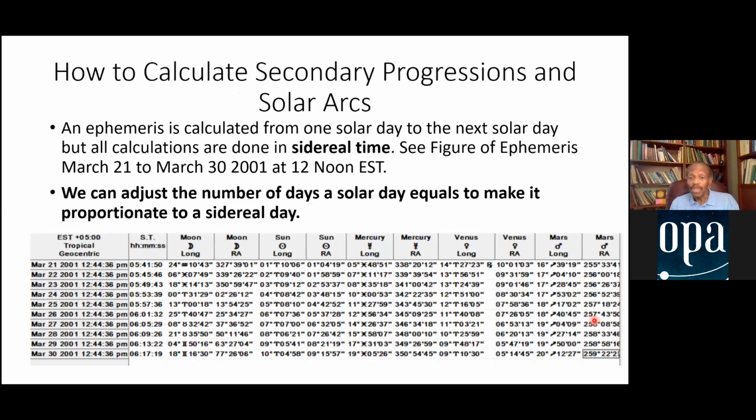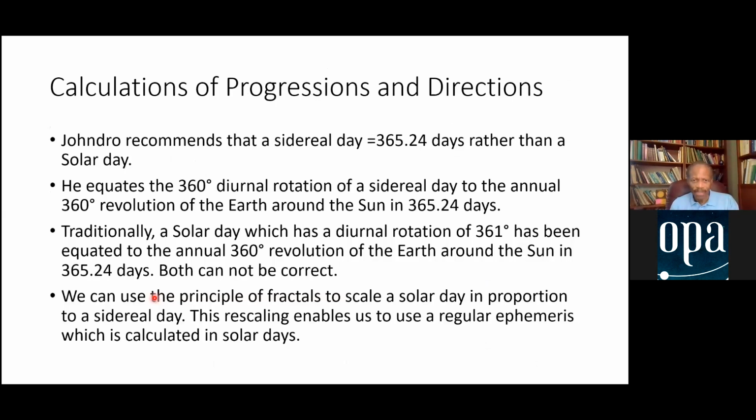Now, an ephemeris is calculated from one solar day to the next solar day, but all calculations are done in sidereal time. So here we see our sidereal time here. But we can adjust the number of days a solar day equals to make it proportionate to a sidereal day, using the concepts of fractals and also the Hermetic principle. Johndro recommends that a sidereal day equal 365.25 days rather than a solar day.